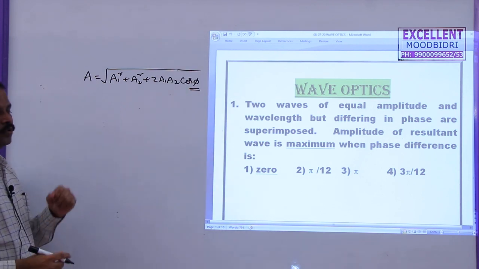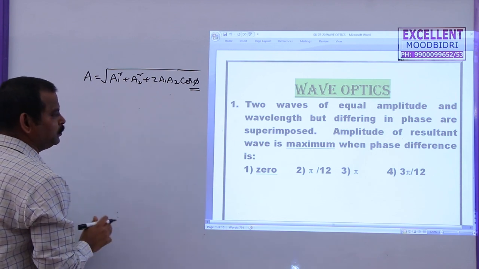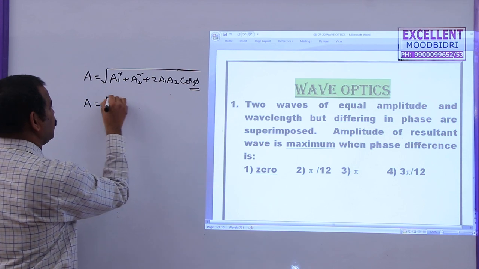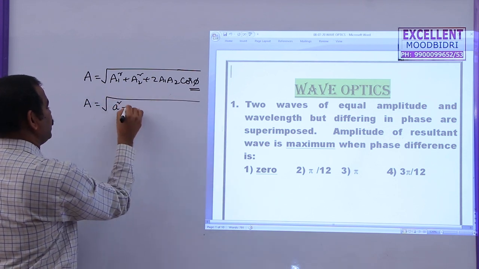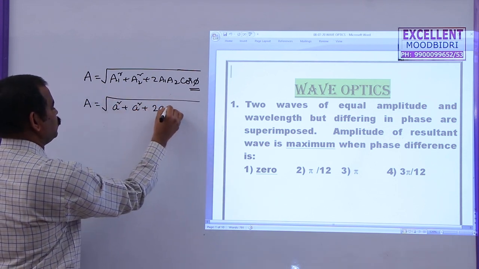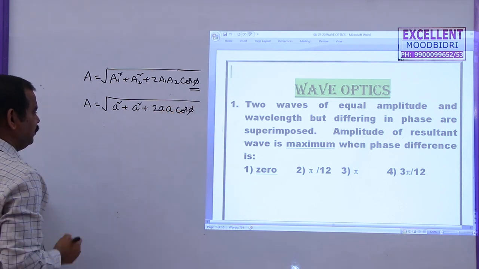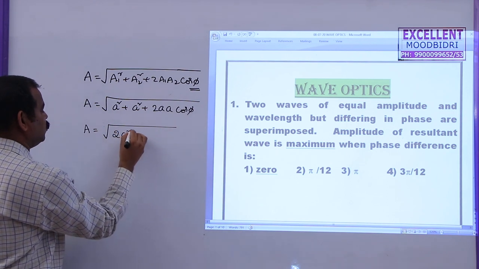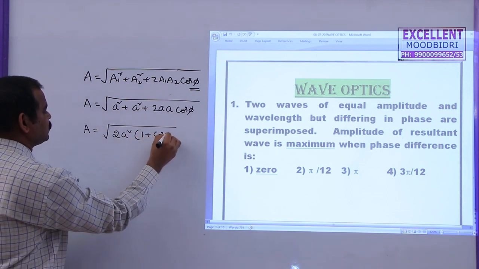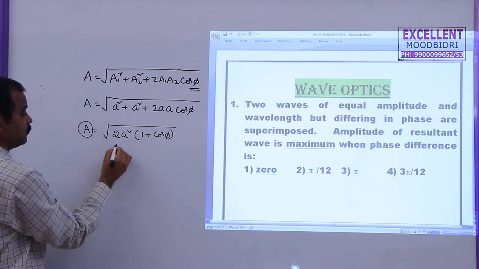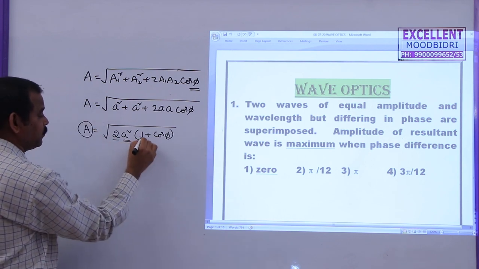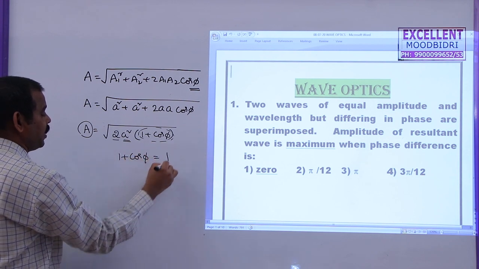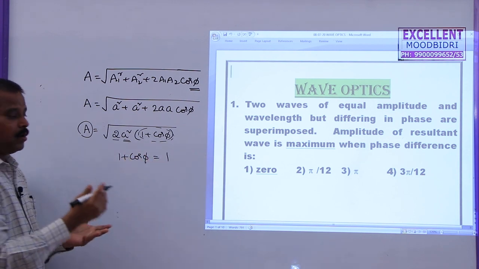the phase difference between the two waves having amplitude a1 and a2. Here the amplitudes are equal, so let us say this is a square, this is also a square, 2a square cos phi. So A will become root over 2a square into 1 plus cos phi. If it is maximum, 2a square is always constant, and this value should be maximum, so 1 plus cos phi should be maximum. So what is the maximum value of cos theta?